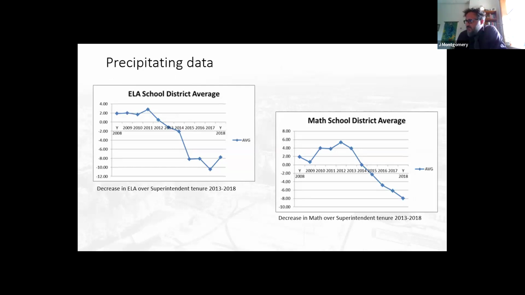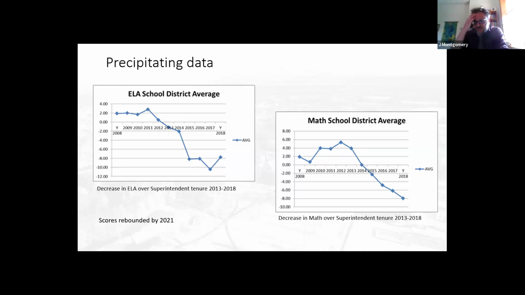And so the district performed fairly well in regards to the rest of the state up until the new superintendent took over, and then you can see this plunge in these scores with the new superintendent. And so ultimately this drove our question, which was what was this superintendent doing that was leading to this precipitous decline in student test scores?